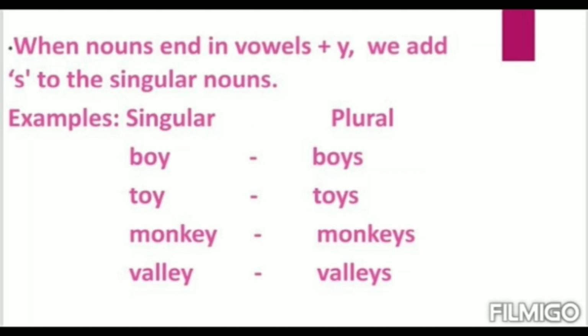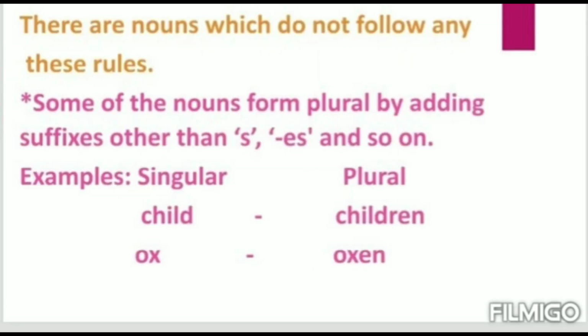When a noun ends in vowel plus y, we add s to the singular noun. Example: boy, boys, toy, toys, monkey, monkeys, valley, valleys. There are nouns which do not follow any of these rules. Some of the nouns form plurals by adding a suffix other than s, es and so on.